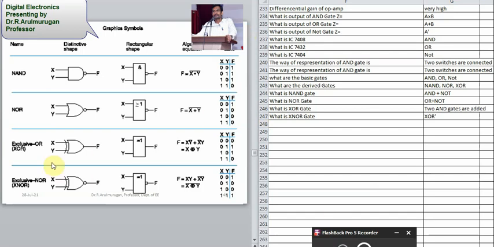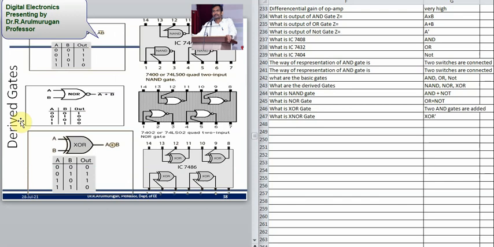So that is about the gates. What do we mean by derived gates? NAND gate, NOR gate, XOR gate. NAND means AND plus NOT. NOR means OR plus NOT. XOR means two AND gates are added. XNOR gate means XOR gate bar. So this is about the derived gates.